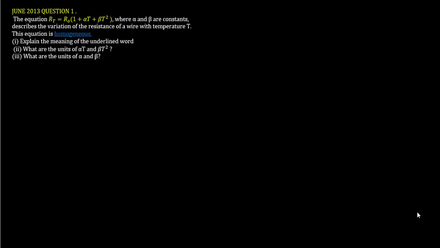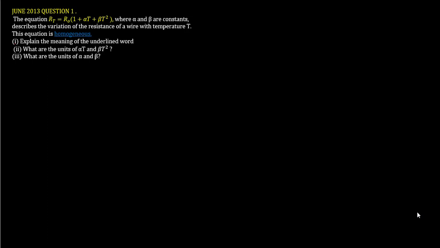Okay, so let's get to 2013. It is the equation R_T is equal to R naught into 1 plus alpha T plus beta T squared, where alpha and beta are constants. Describe the variation of the resistance of a wire with temperature T. This equation is homogeneous. Explain the meaning of the underlined word. What are the units of alpha T and beta T squared? Roman 2. What are the units of alpha and beta?